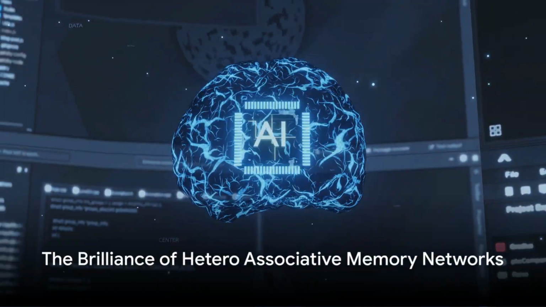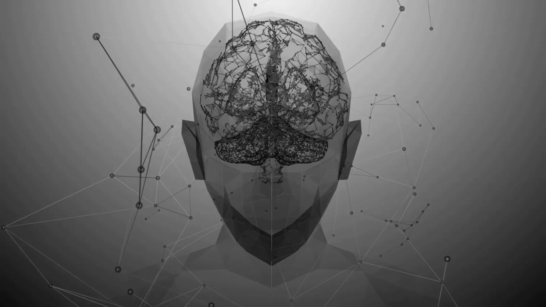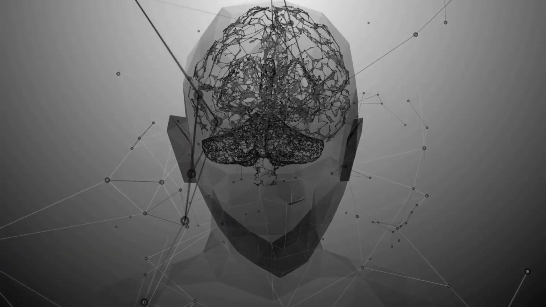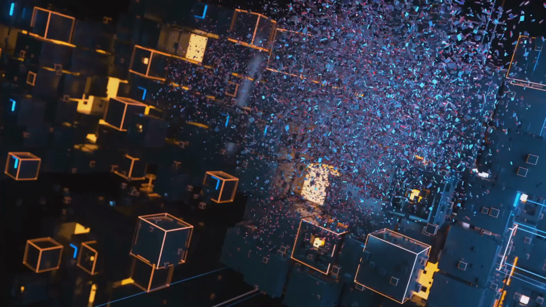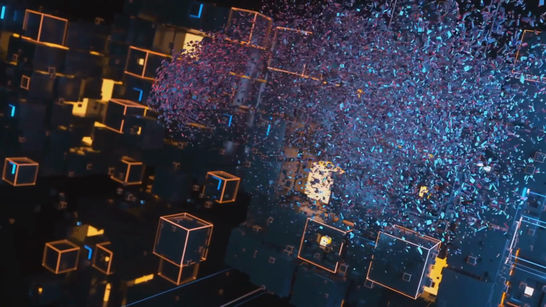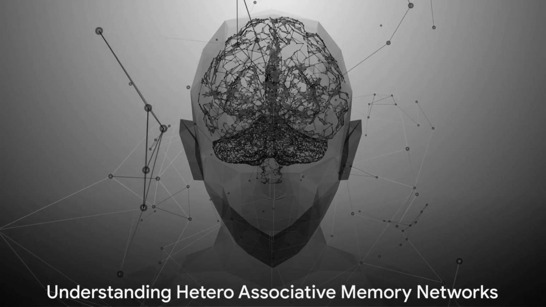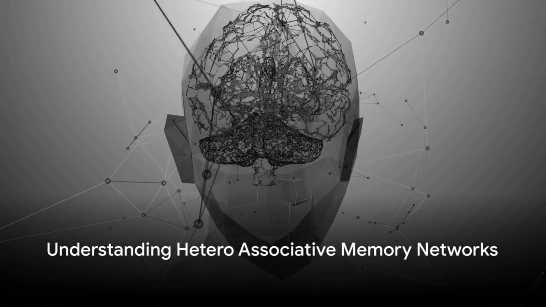Imagine holding a puzzle piece and instantly knowing where it fits in the grand scheme of things. That, in essence, is the brilliance of hetero-associative memory networks. They are capable of recalling a complete output from a partial or distorted input, much like piecing together a puzzle from a single piece. So, what is a hetero-associative memory network?